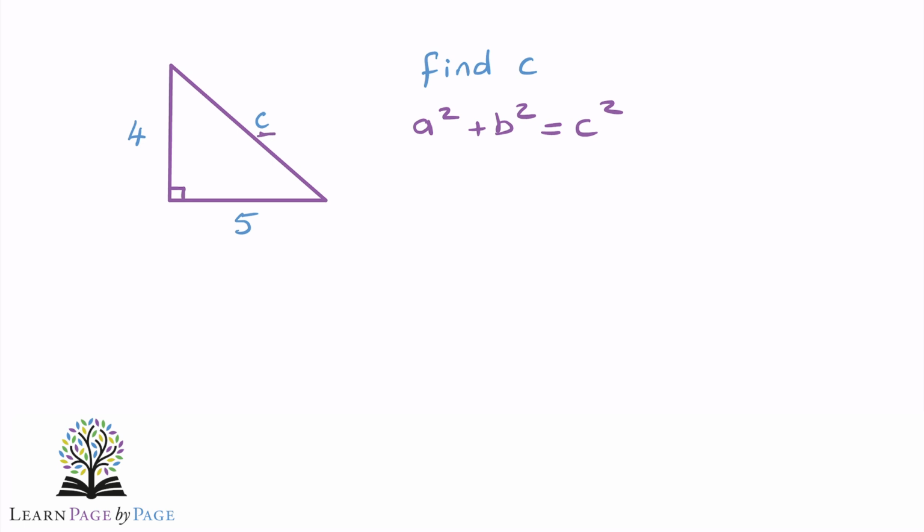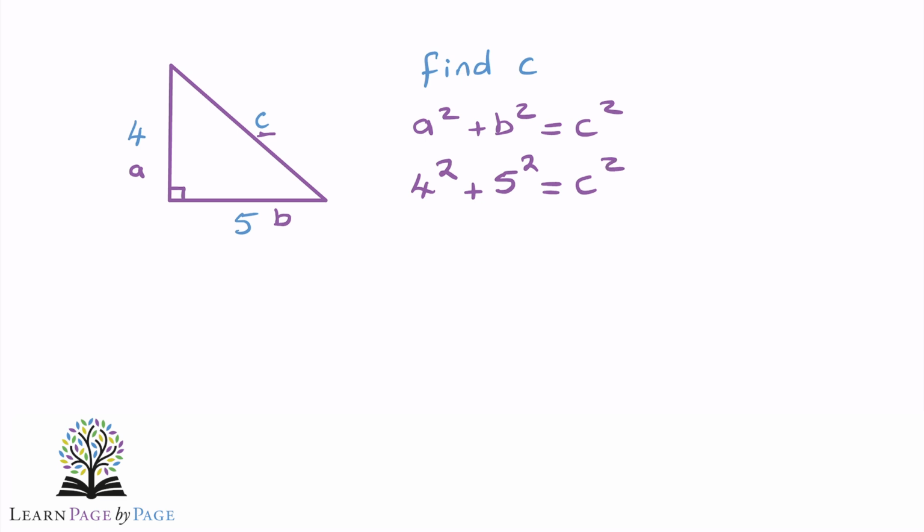So we'll leave that. The other two sides, A and B, it doesn't matter which one is A or B, and we go with that. And then what we're going to do is replace the letters with the numbers that we have. On this side, where A is, we have a 4. So instead of writing a squared, we're going to write 4 squared. And then wherever B was here, instead of B, we're going to be writing 5. So we have 5 squared equals c squared, which we don't know. That's what we're trying to find.